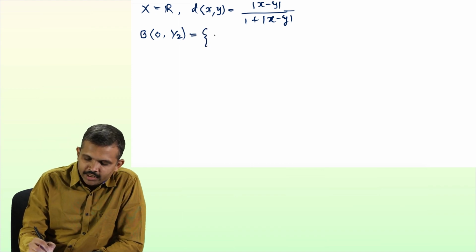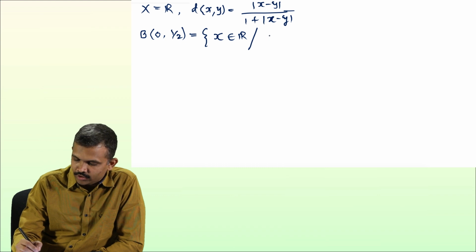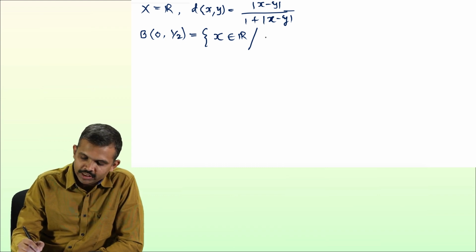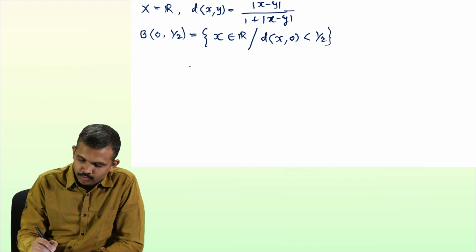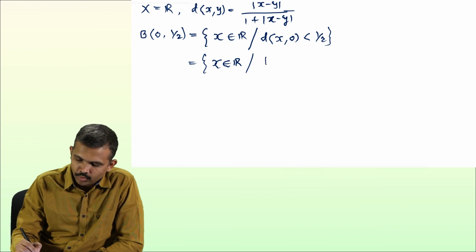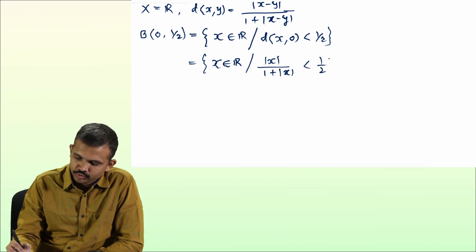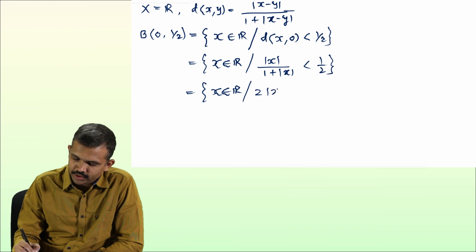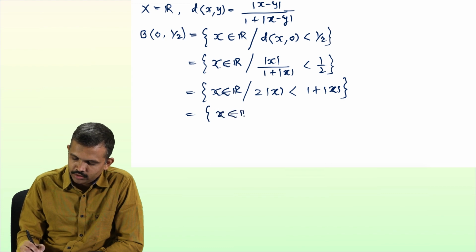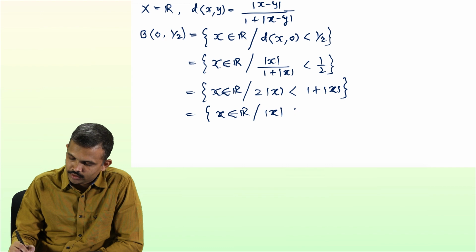By definition, let me quickly apply the definition. It is the set of all those real numbers x for which the distance, now the new distance, of x from 0 is less than 1/2. So d(x, 0) < 1/2, but this is equal to, if I quickly figure it out, |x| / (1 + |x|) < 1/2, that is all the real numbers which satisfy 2|x| < 1 + |x|, which is all x belonging to R for which |x| < 1.